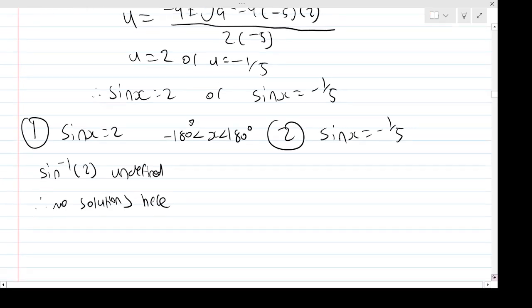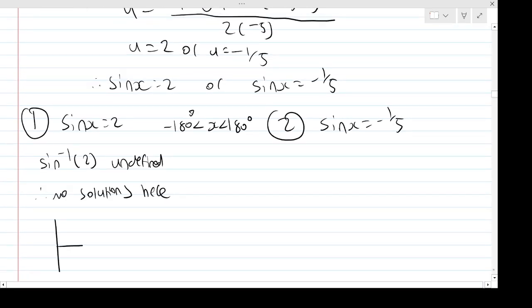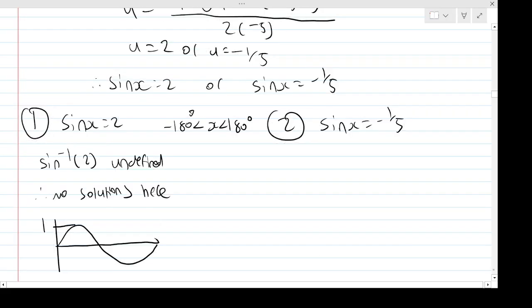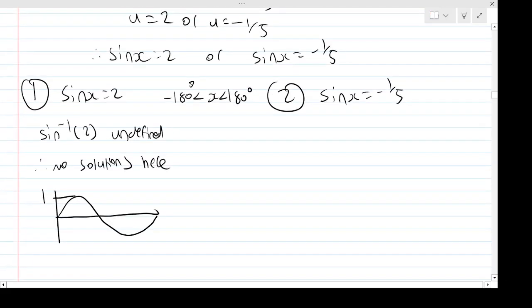Because if you look at the sine graph, the maximum it could be is 1, right? That means if we have sine x equal to 2, well, 2 would be up here. It would never ever meet the curve. So 1 is the maximum. If you go above 1, the sine curve won't be solvable. So this equation will have no solutions because of the proper reason being that sine x has a maximum of 1.